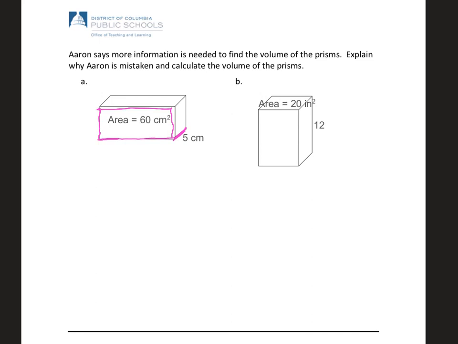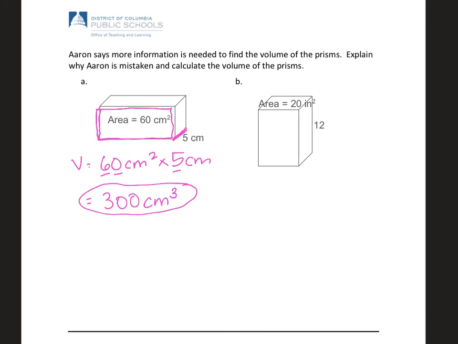They didn't give you the length and the height here, but they did give you the area of this face, which means they already calculated that. So now we just have to multiply it by the width right here. So in order to find the volume, we can say 60 centimeters squared times 5 centimeters, right? And then pull out that basic fact, 6 times 5 is 30. And then we multiply by 10 because we have 1 0, so that gives us 300 cubic centimeters. So we're still able to find the volume here, even though they didn't give us all 3 dimensions.